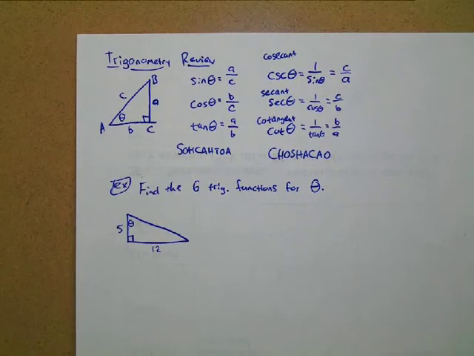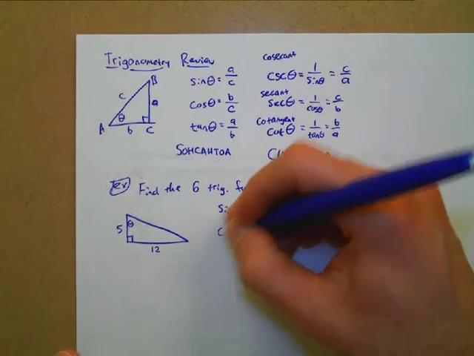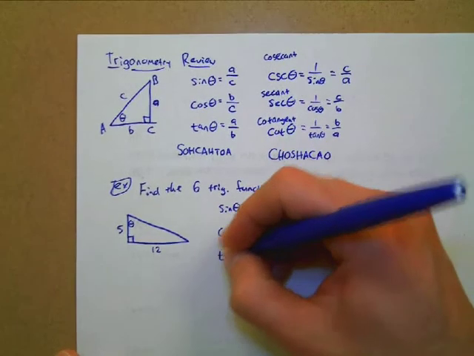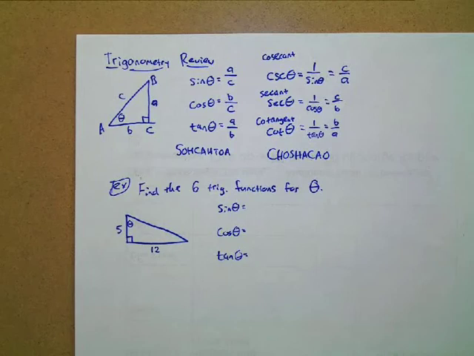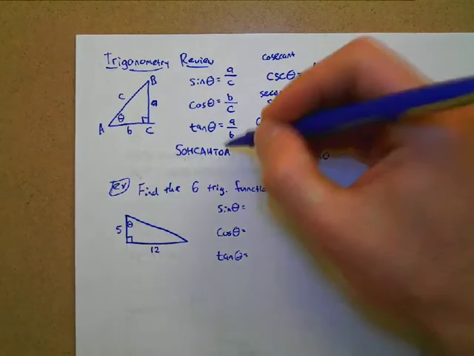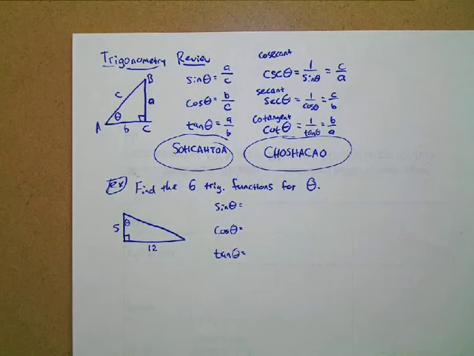All right, so let's go ahead and do this. We'll do sine of theta, cosine of theta, tangent of theta first. Feel free to use your SOHCAHTOA if you need to help you out there. So sine of theta, what's that going to be here according to my triangle that I've drawn? Sine of theta will equal what over what?